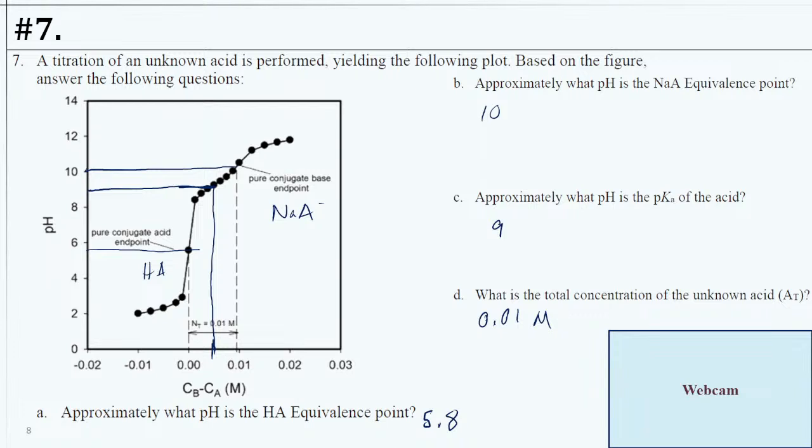Actually, it goes back to that true or false question, right? How do we define one of these equivalence points? Well, it's when we've added that same amount of the conjugate acid or base to it, and we shift from one to the other. So when we've added that amount of strong base, we go from the HA to the NaA equivalence point. Okay, any questions? So again, I think if there was trouble, it was probably overcomplicating it, unfortunately.